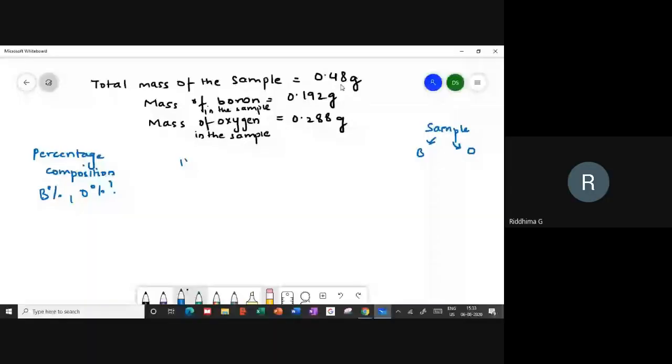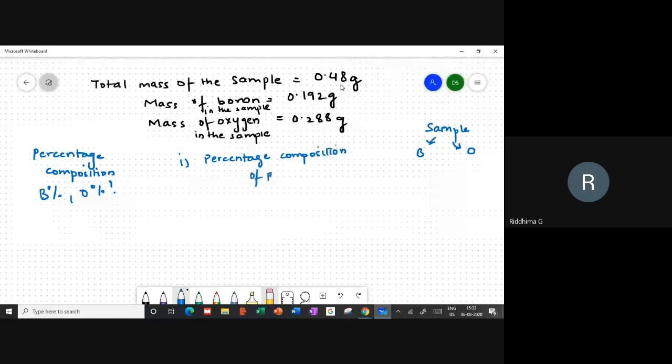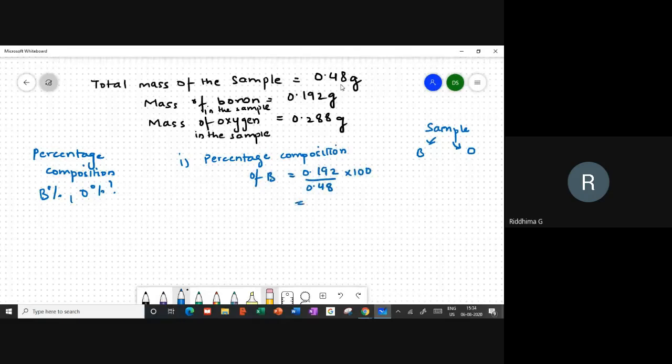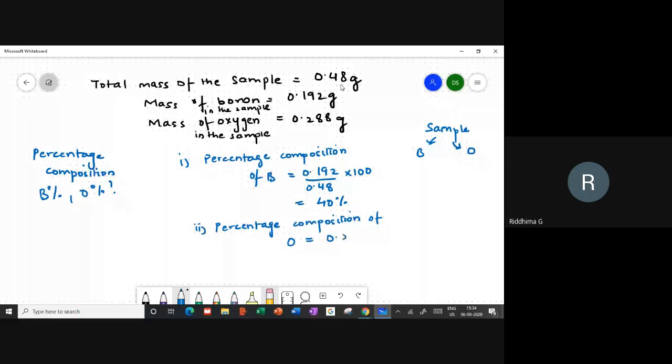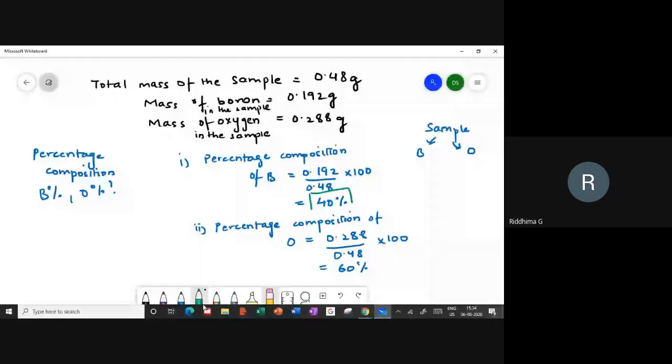So first, the percentage composition of boron is nothing but 0.192 by 0.48 into 100. To get percentage, you multiply by 100, right? So you will get 40%. Similarly, you solve for oxygen. The percentage composition of oxygen is nothing but 0.288 by 0.48 into 100. Should be 60. Hint sort of a thing: check this out. This is 40 and this is 60, right? If I add these two, I'll get 100, isn't it?